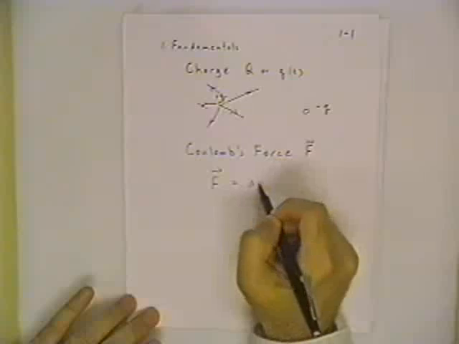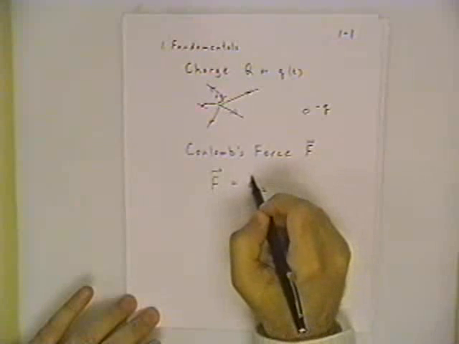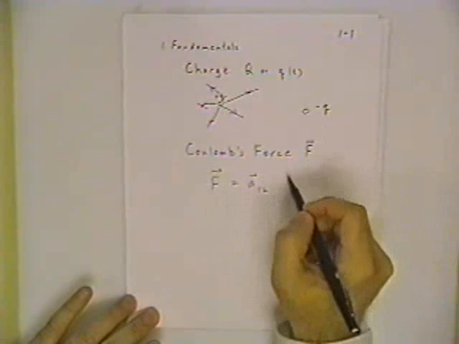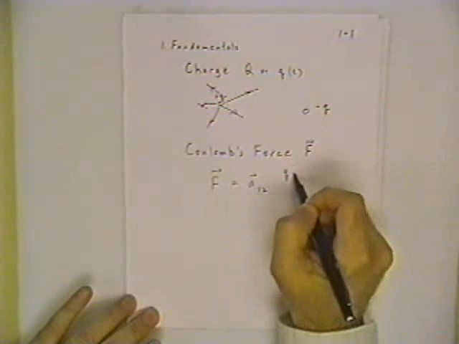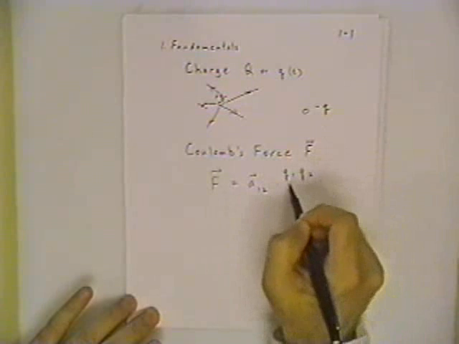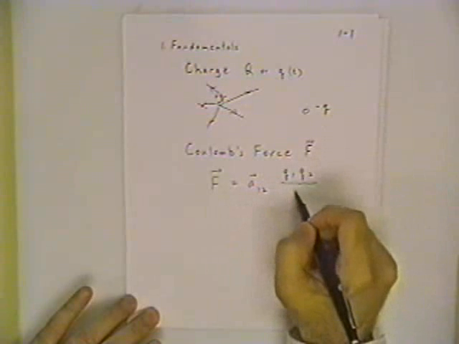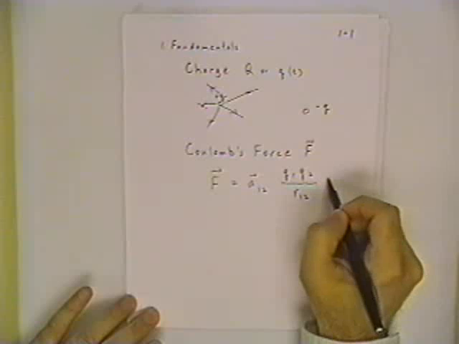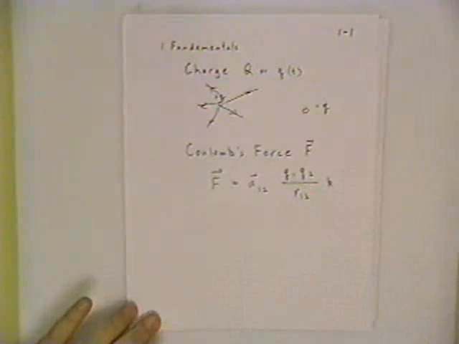that this is a vector force. It's a vector direction from charge 1 to charge 2, and then the magnitude of that is the product of the charges divided by the separation between them. And there's a multiplication constant just to get the units right. It's alternately called K and K sub C for Coulomb.